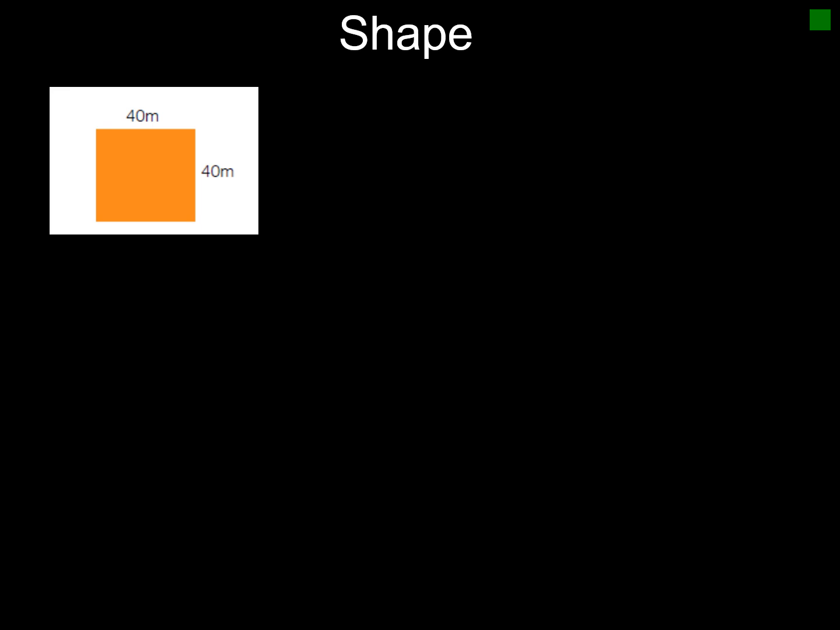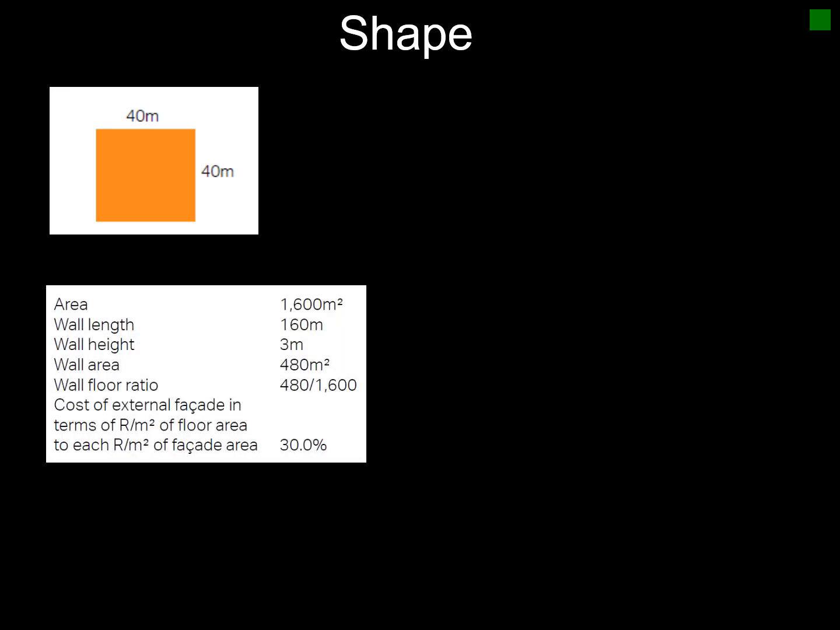So the first one is a square shape of 40 by 40 meters, and we could calculate, okay, that the total square meter area is 1,600 squares. The wall length is 160 meters. The wall height is 3 meters. The wall area is thus 480 squares. And then you've got your floor ratio of 480 squares over 1,600 squares.